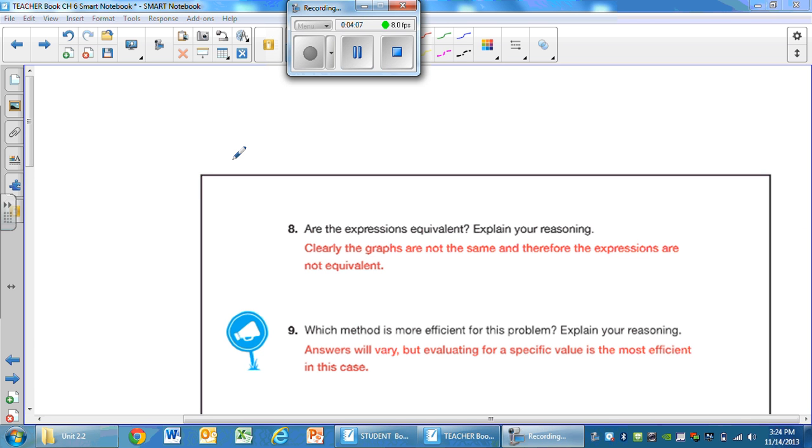I think evaluating for the specific value is more efficient in this case, but with the problem being silly, we didn't get exactly what we wanted, but you can always graph two lines and see if the lines are the same or cross at a certain point to get different data.